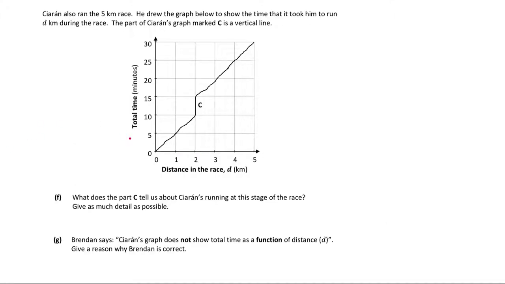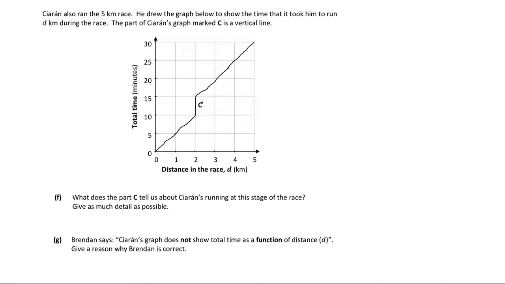Now the last part of the question, we have another graph. We know that Kieran, who also did the race, drew a graph below to show the time it took him to run d kilometers during the race. The part of Kieran's graph marked C is a vertical line. Now, what does the part C tell us about Kieran's running at this stage of the race? Give as much detail as possible.